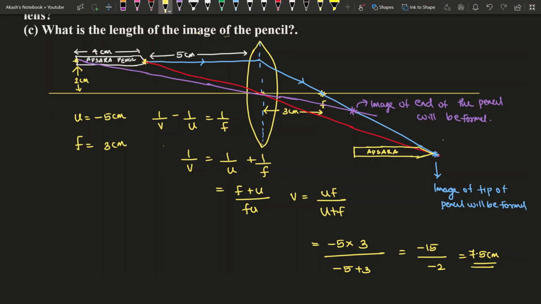That means the image of the pointed end of the pencil will be formed 7.5 centimeter away from the lens. So this distance is going to be 7.5 centimeter.